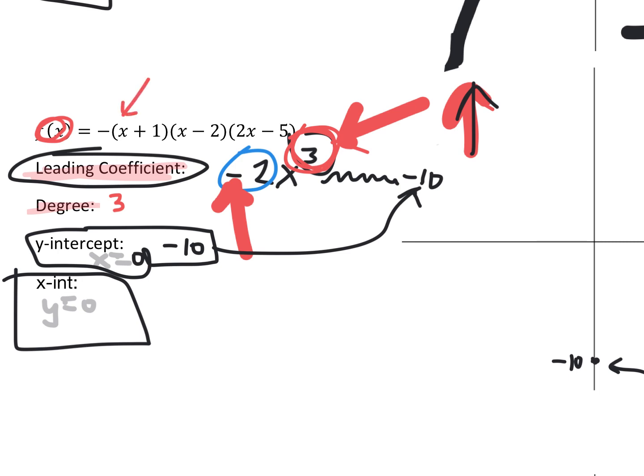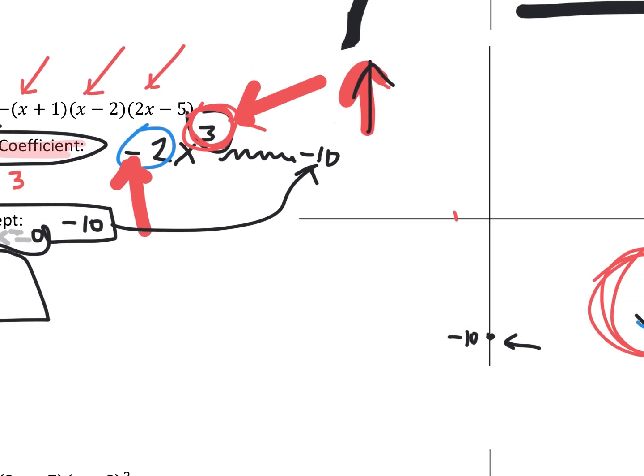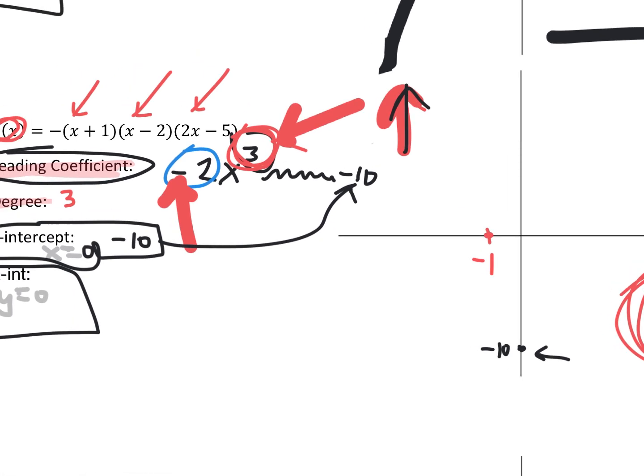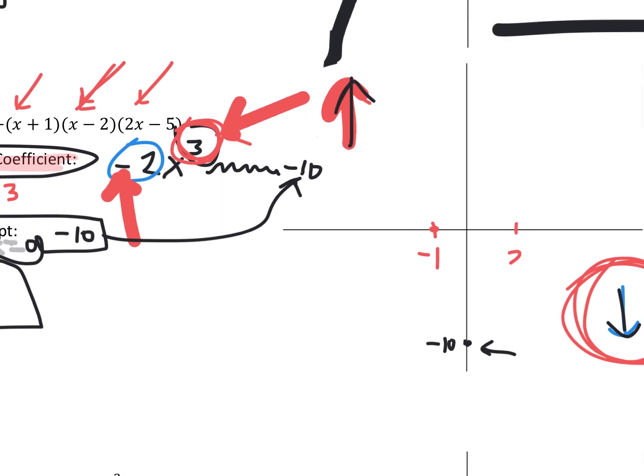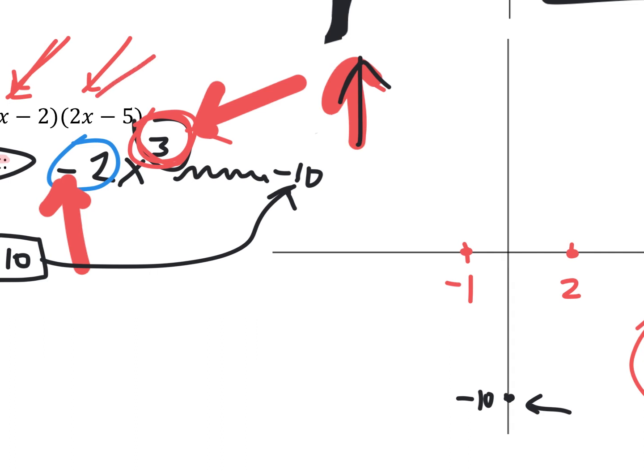So that means there are 3 things that would make it equal 0. So tell me, what's one of them? Negative 1. Good. So right here, I put a negative 1, and it's going to touch there. And then what's the next one? 2. Correct. So I'll put a 2 here, and it's going to touch there. And this one's weirder. Please don't say 5.